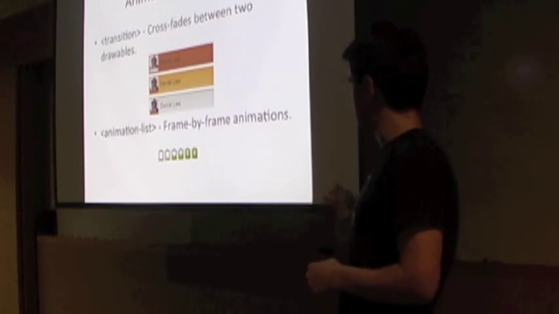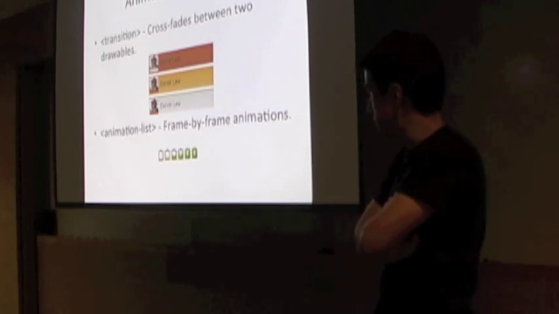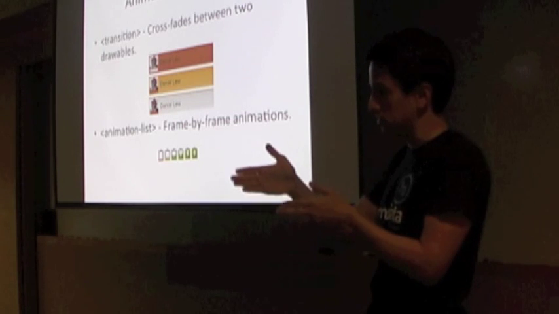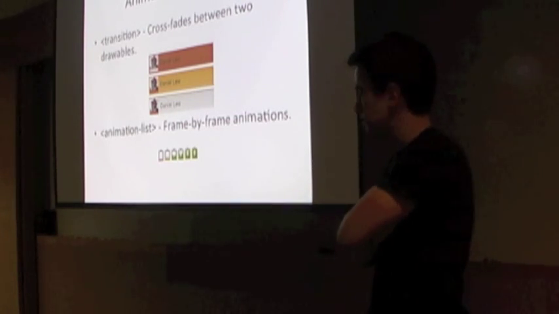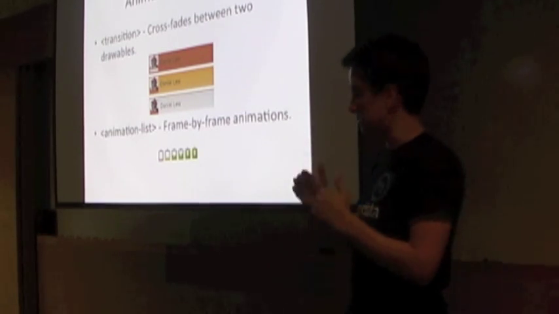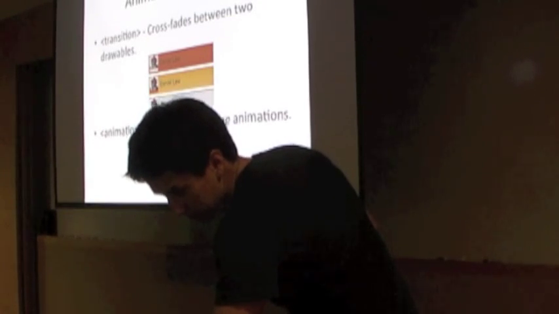And the animation list is basically exactly the same, a lot like the level list. It's another one where you just list out a series of drawables, and it animates from one drawable to the next with a certain amount of time. So again, the battery charging animation that you see is based on that animation list.